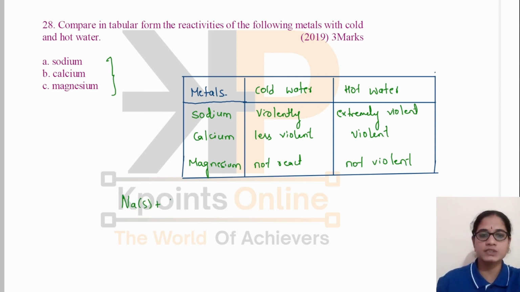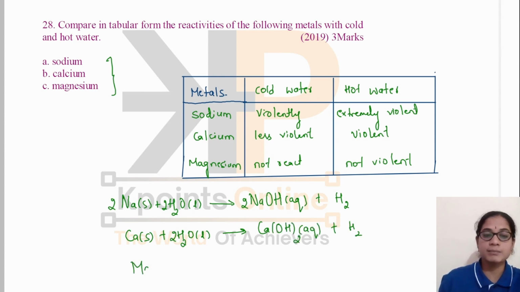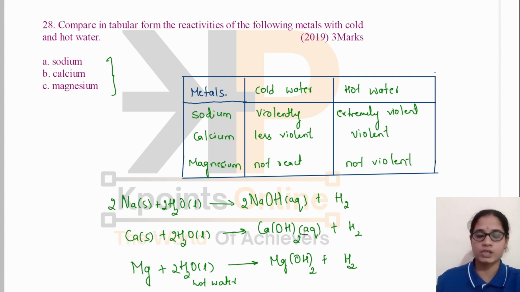Sodium reacts with cold water to form sodium hydroxide. And what about calcium? Calcium also reacts with water to form calcium hydroxide. Magnesium, it will react with hot water. Yes, to form magnesium hydroxide. It will react with hot water. It will not react with cold water. Okay.